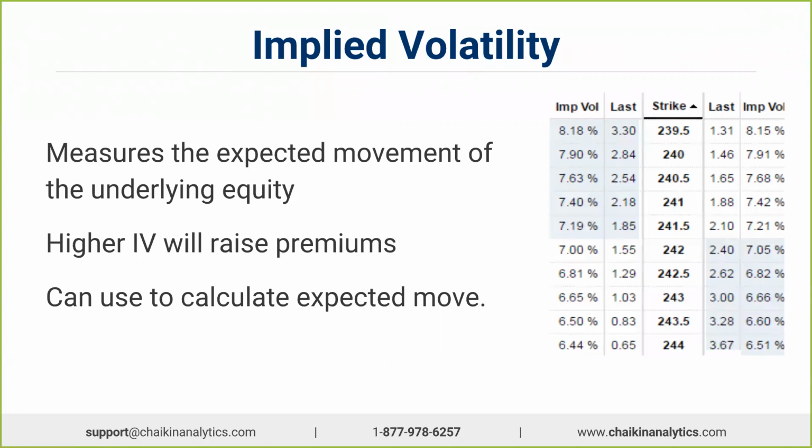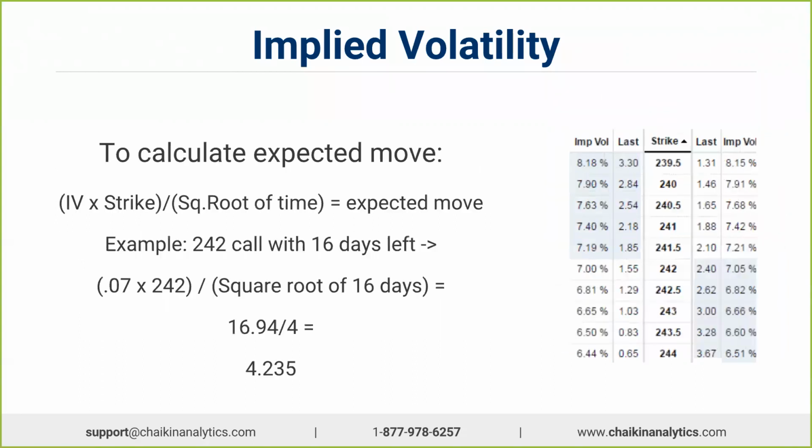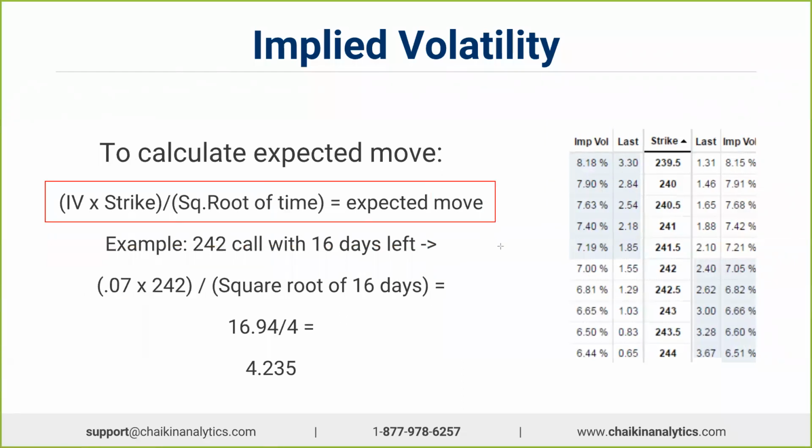Now, we can do a quick calculation to get a sense of implied volatility moves. Here's the semi-quick calculation right there. You take the implied volatility and you multiply it by the strike. Every single strike and every single expiration has its own unique implied volatility. You will see that the implied volatility for the 242 strike is not the same as any of the other strikes. Each strike has its own implied volatility.